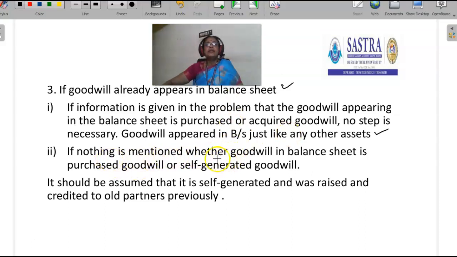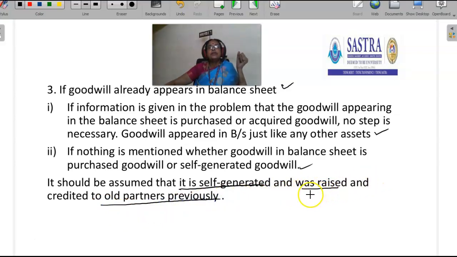If nothing is mentioned whether the goodwill in the balance sheet is purchased goodwill or self-generated goodwill, that is, if goodwill appears in the balance sheet but no information is given whether it is purchased or inherent goodwill, it should be assumed that it is self-generated and was raised and credited to old partners previously.